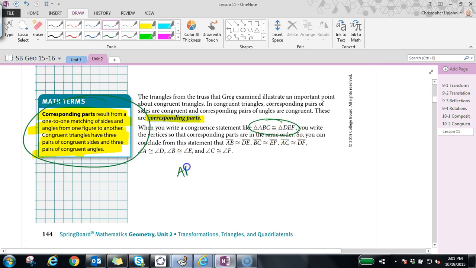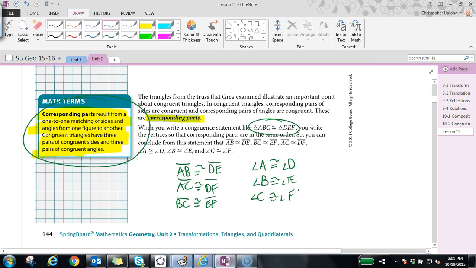So the first two letters, AB, are going to be congruent to the first two letters of the other triangle, DE. They all line up like that. AC, first and third, DF, first and third. Second two letters, BC, is congruent to the second two letters in the other one, EF. And the angles, same thing. A is the first letter, congruent to the first letter of the other one, D. B is congruent to E, and angle C is congruent to angle F. Not anything new, just having our corresponding parts, just like we would with transformations or congruent figures that we talked about in lesson 10.